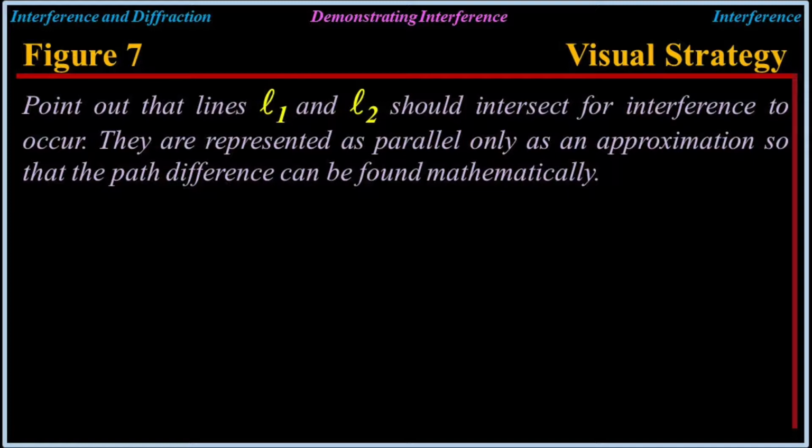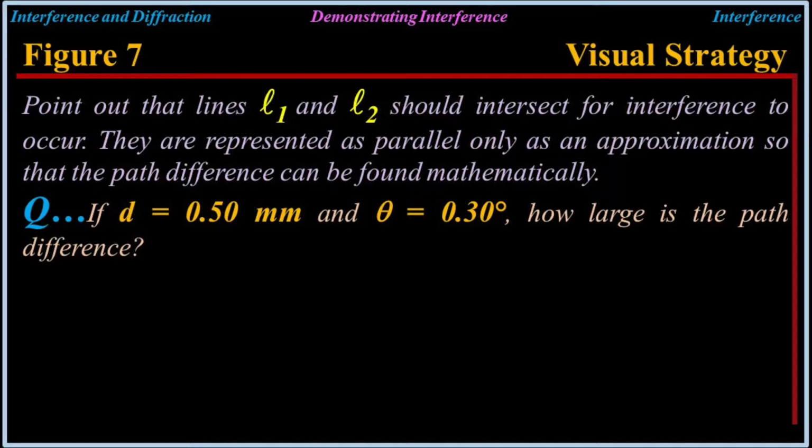Figure 7, visual strategy. Point out that lines L1 and L2 should intersect for interference to occur. They are represented as parallel only as an approximation, so that the path differences can be found mathematically.